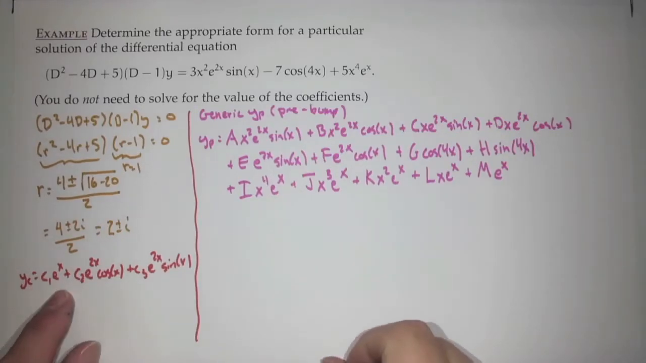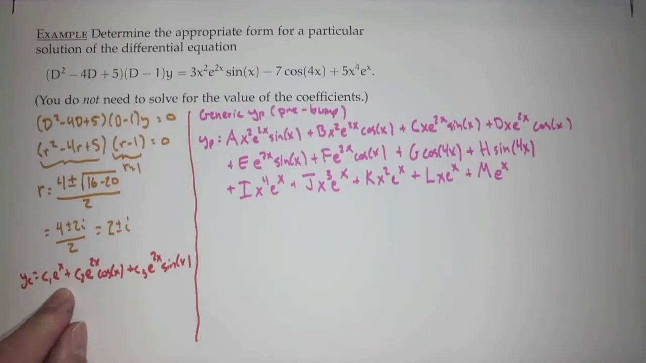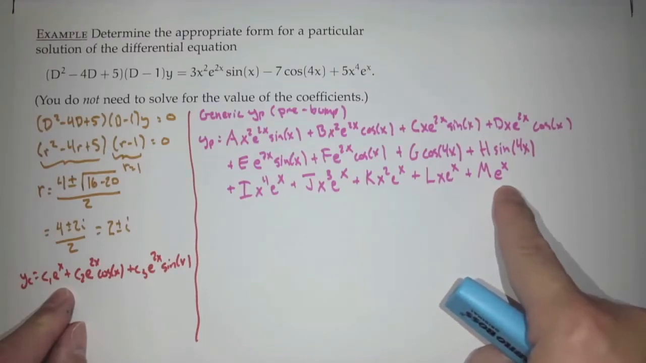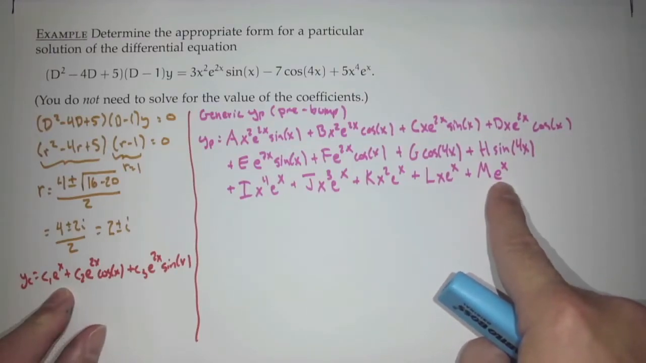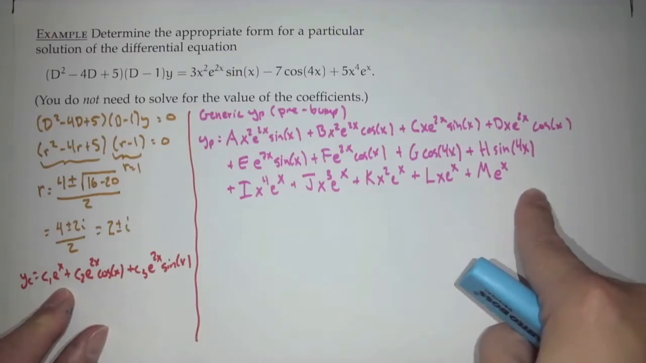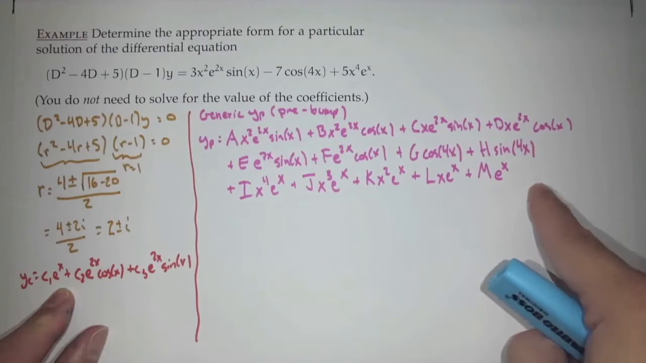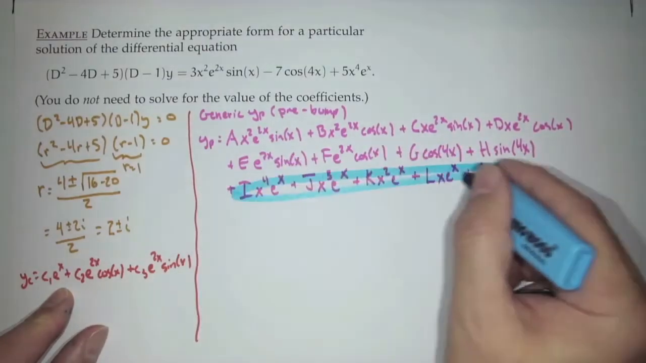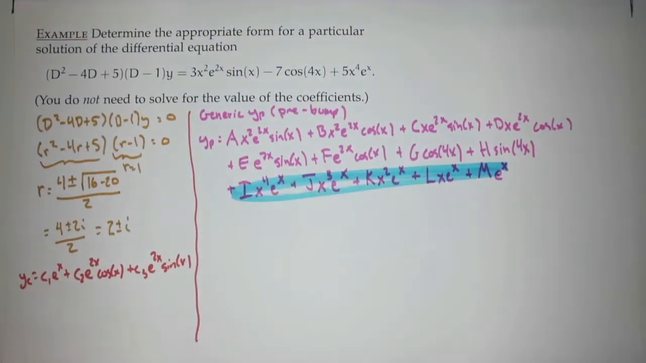Well, do we have any e to the x's? Yeah, we have an e to the x. But we don't just have to bump that e to the x. Which e to the x's do we have to bump? All of the e to the x's here. Now, if there was an e to the x sine x, we wouldn't have to bump that one. But all these e to the x's, so all of these get a bump. Okay, so we're going to have to do that.